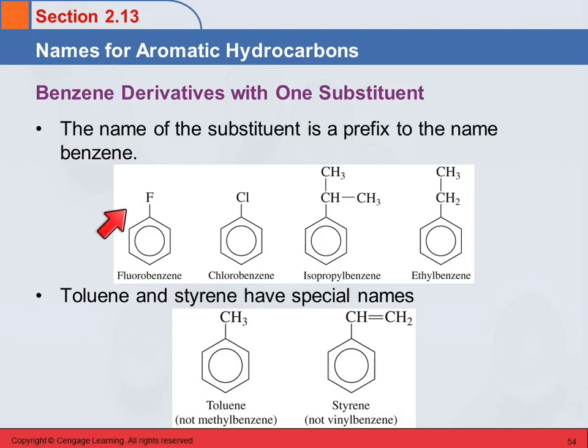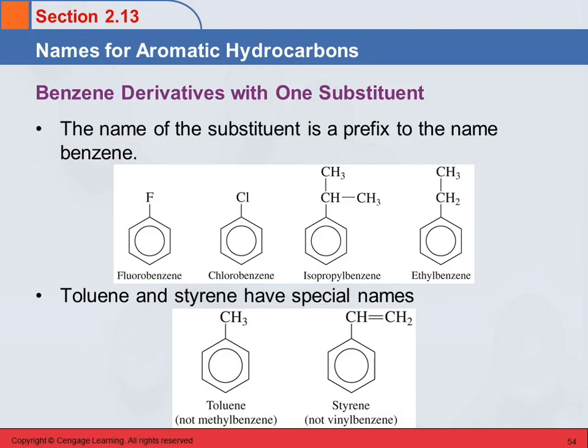So generally we take the name of the substituent, here's fluorine, and that name becomes a prefix to the name benzene. So with fluorine it becomes fluorobenzene. This is chlorine, chlorobenzene. This guy up here, that's an alkyl group, that's isopropyl, and so this is isopropylbenzene. And this is ethylbenzene. Okay?